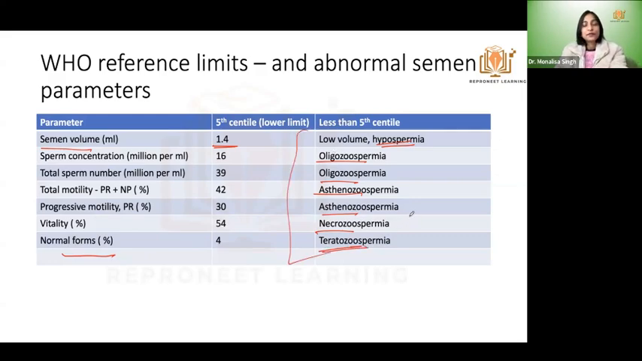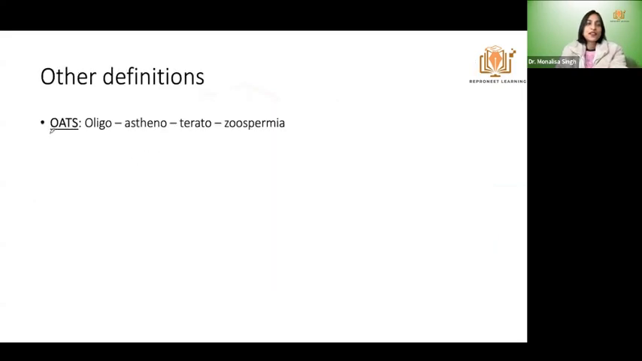And then there are other terms like OAT. You'll hear this commonly in fertility clinics. Oligo, astheno, teratozoospermia. All the three abnormalities of number, motility, and vitality. What is it? Terato is not vitality. Terato is morphology.